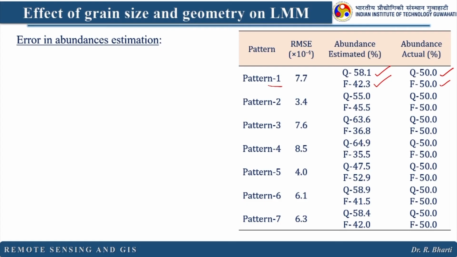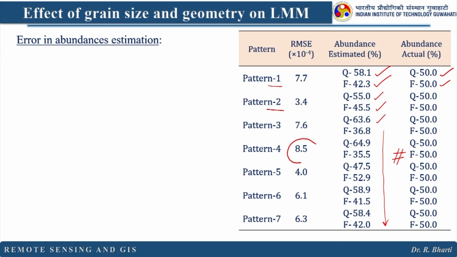Why so? Because when we are changing the grain sizes and when we are changing the geometry, they have their own effects. Now, in the second pattern also you see it is 55, 45.5, here it is 63. So, you can see here all these values are not close to this. That means you are having significant error in the abundance estimation. You can see here when we are talking about pattern 4, pattern 4 is having the maximum RMSE error, right.